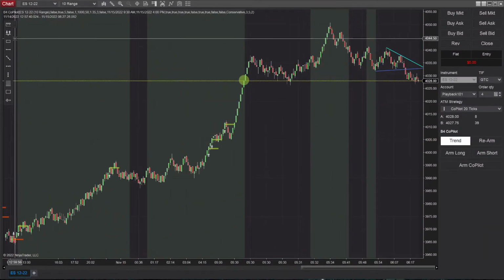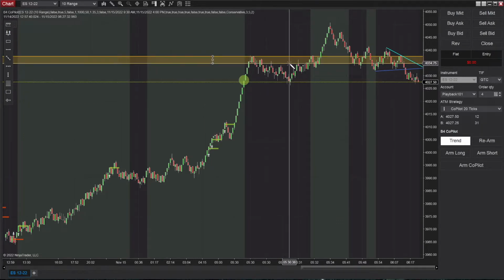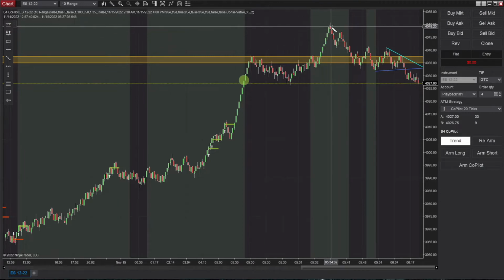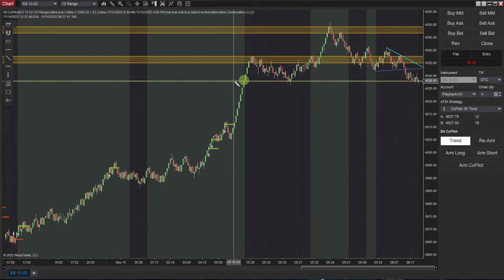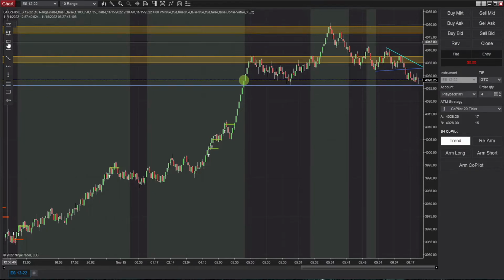We're going to go ahead and show you CoPilot here. We're going to mark up some zones. Just a disclaimer, this is done in post. CoPilot gives traders a way to capitalize on real-time market data that few traders are aware of.